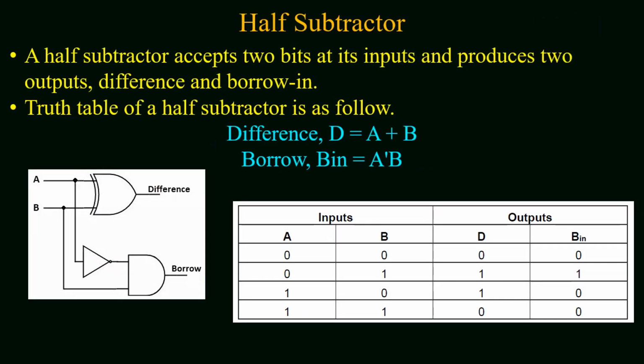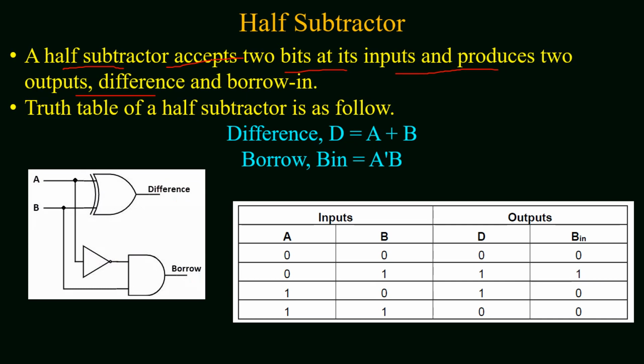The binary subtractor consists of a circuit which performs the subtraction, and like binary adders, these are also divided into subcategories. Like we have half subtractor, full subtractor, and a binary subtractor for 2 n-bit numbers. Now starting with the half subtractor, a half subtractor is a circuit which accepts 2 inputs and produces 2 outputs, and these outputs are difference and the borrow.